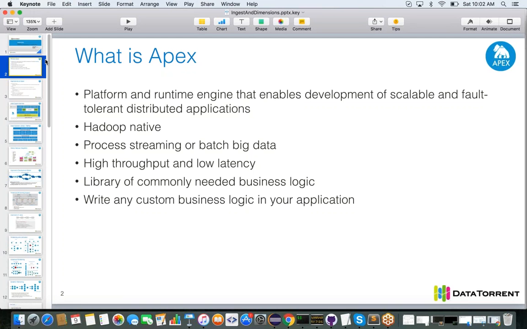There are a bunch of library operators available out of the box for commonly seen use cases, and the application user really needs to take care of writing his or her business logic while assembling an application and running a distributed system on top of Apex. I'm going to quickly take questions if there are any on the how to write notes.